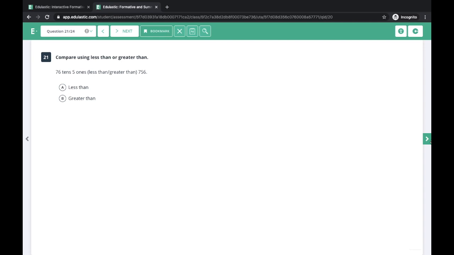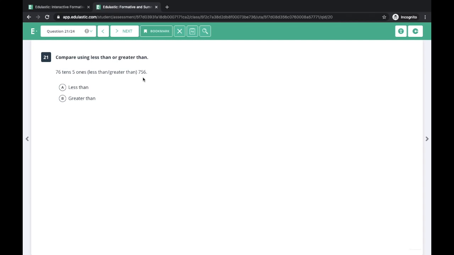Now let's compare using less than or greater than. 76 tens and 5 ones is less than or greater than 756. So first, let's talk about what number is the same as 76 tens and 5 ones. 76 tens and 5 ones is 765. 765 and 756. Let's compare those two numbers.